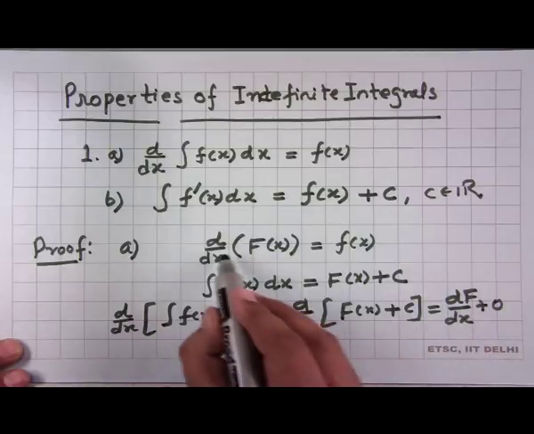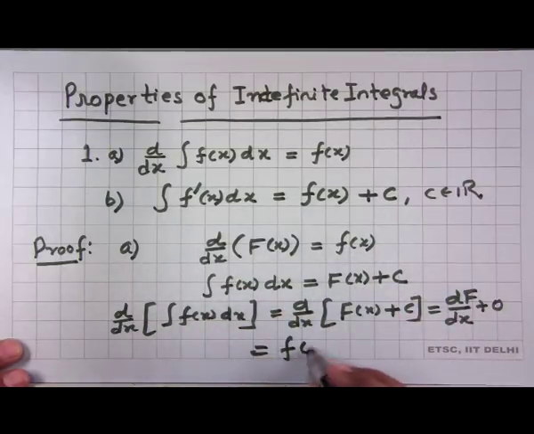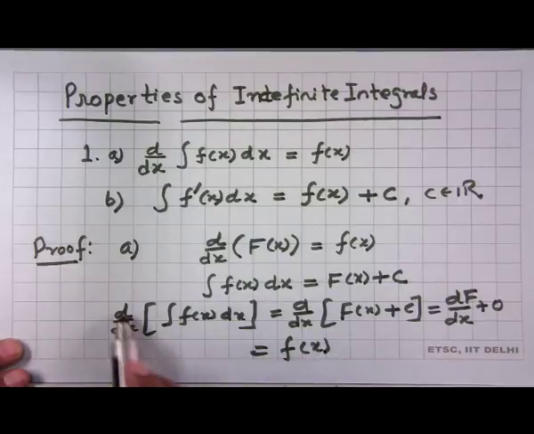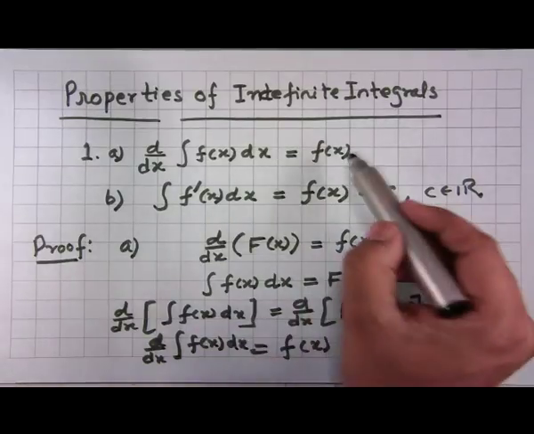And we already know from this relationship that dF over dx is nothing but f x. So, d by dx of integral f x dx turns out to be the function f x itself. So, d by dx of integral f x dx is the function itself. So, this shows property A.